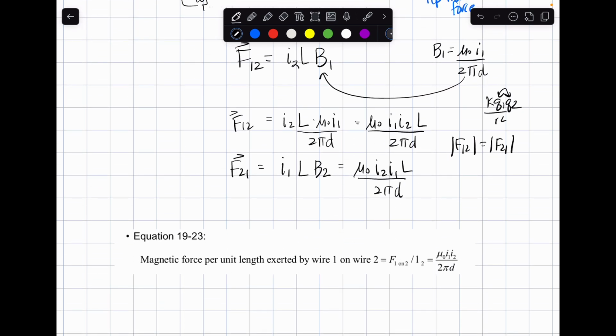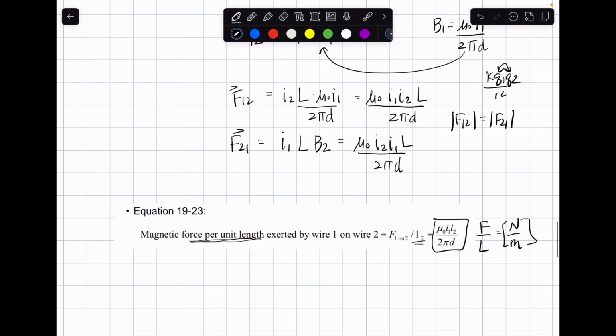So here, when we're working with wires, we're always going to be looking at the force per unit length. So we're always going to be looking at the case where the wires are infinitely long, and so we're going to divide out the length. This is going to be the magnitude, force per unit length, newtons over meters. And we're always going to be dealing with that. So it's a very easy way to apply this equation here.